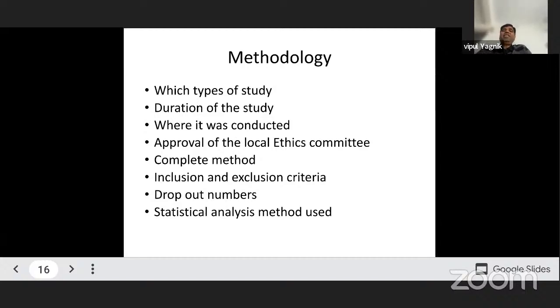Methodology. Methodology should be proper and accurate, because this is the main part of your study, on which you have designed the study. Methodology should include which type of study it is, what is the duration of the study, where it was conducted, whether approval of the local ethics committee was taken or not. You have to mention the complete detailed method, the inclusion and exclusion criteria. If a patient has dropped out in between, then you have to mention the dropout number also, with the statistical analysis or method used. So your methodology should be accurate and complete, because this is the main part of your study.